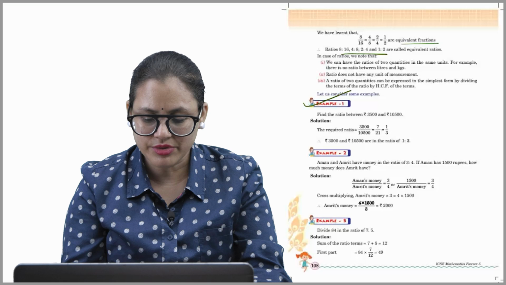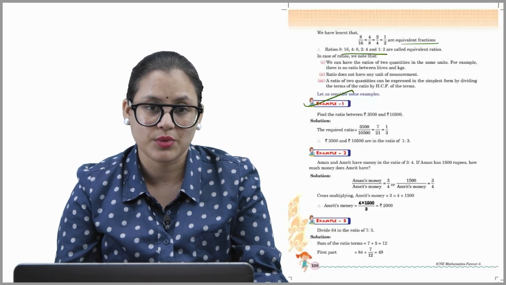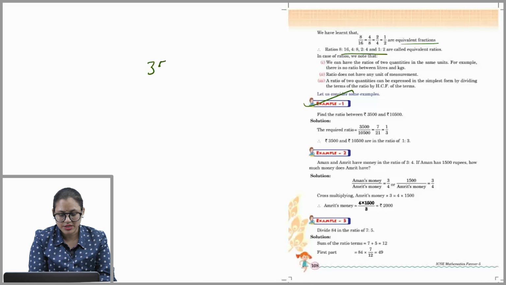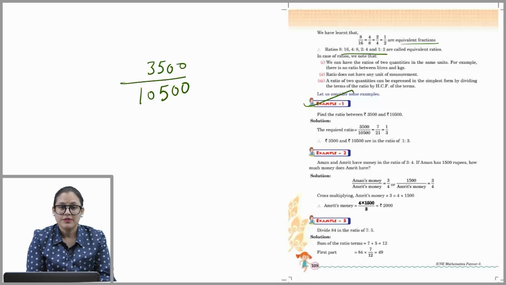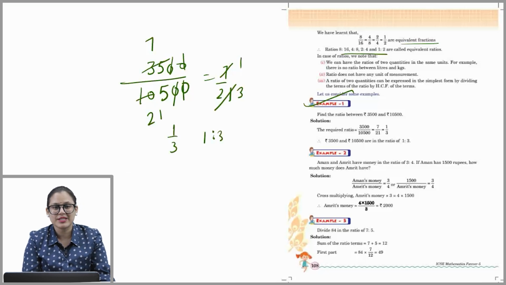Example 1. Find the ratio between rupees 3,500 and rupees 10,500. So 3,500 upon 10,500. First we will cancel out the zeros. Now 5 sevens are 35, 5 twos are 10, so 35/105, then 7/21. Again we can cancel it also. 7 ones are 7, 7 threes are 21. So 1/3 or 1:3. This is the ratio.